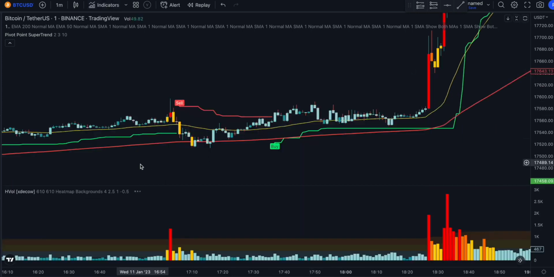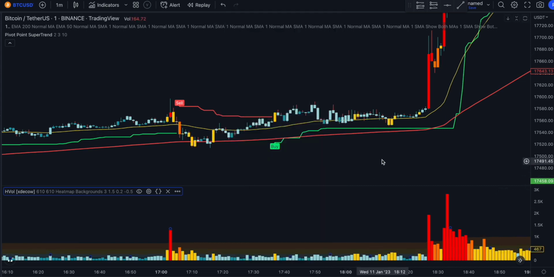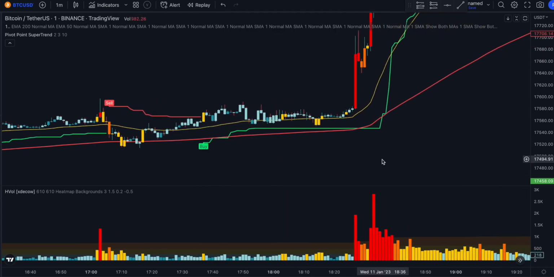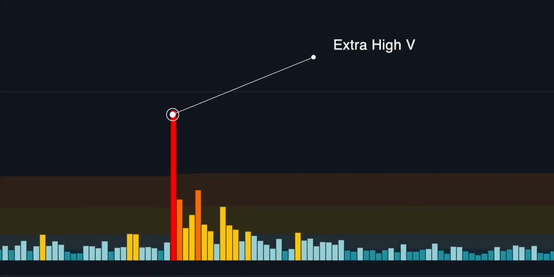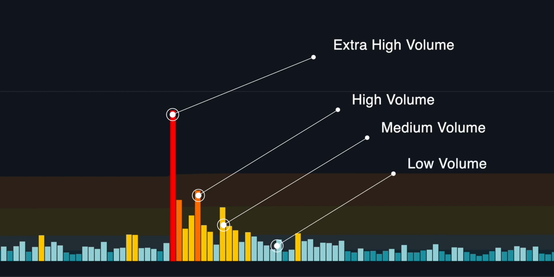Please pay very close attention to the adjustment of the settings. Make sure you change the extra high volume threshold to 3, the high volume threshold to 1.5 and the medium threshold to 0.2. This indicator colors the volume bars and candles according to the volume traded. Extra high volume is colored in red. High and medium volumes are colored in orange and yellow. Low volume bars have light blue and blue colors.